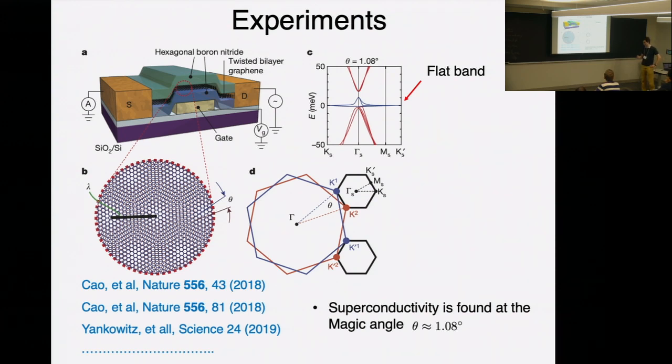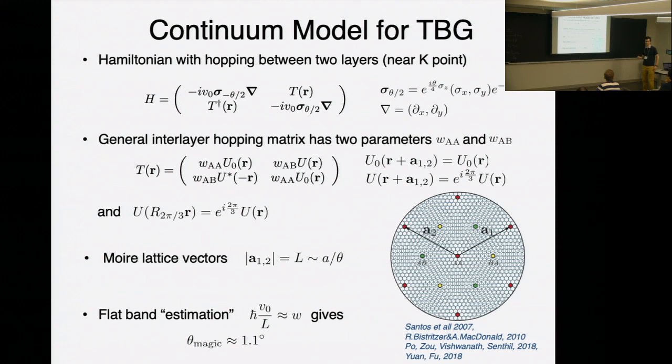There are many experiments by now, where people found correlated insulator phases, superconductivity, at the magic angle, and I think many people agree that the appearance of the flat band in the one particle spectrum is crucial for correlation physics. Basically in this talk we are talking about one particle physics and trying to understand why flat bands form in these systems. And the starting point is what's called a continuum model for twisted bilayer graphene.